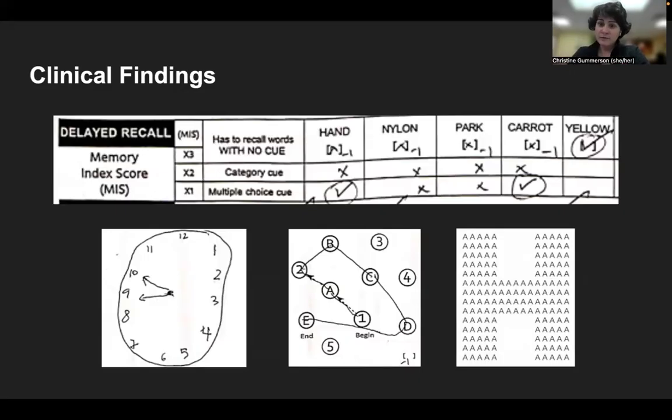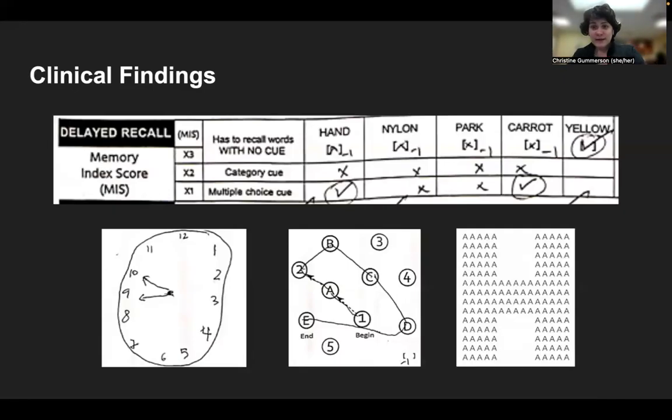And without any clues, she was able to remember yellow. But with category clues, for example, body part, type of fabric, vegetable, that wasn't able to bring any information to mind. Finally, with multiple choices, she was able to retrieve some of that information, but not all of it.